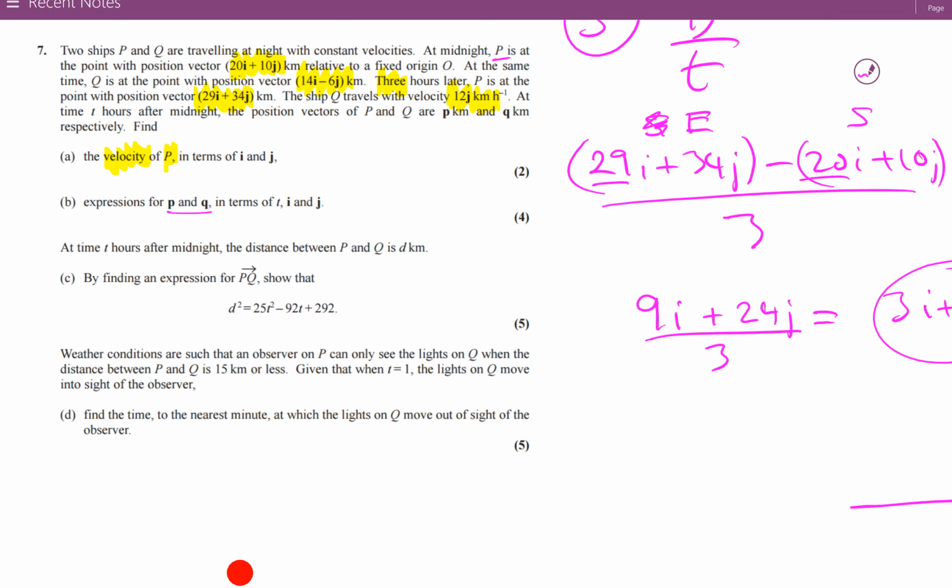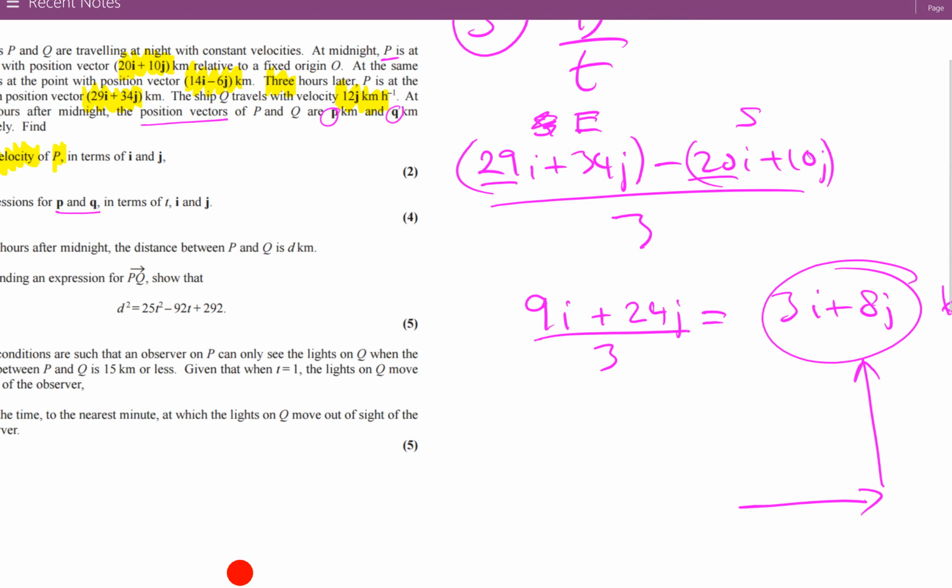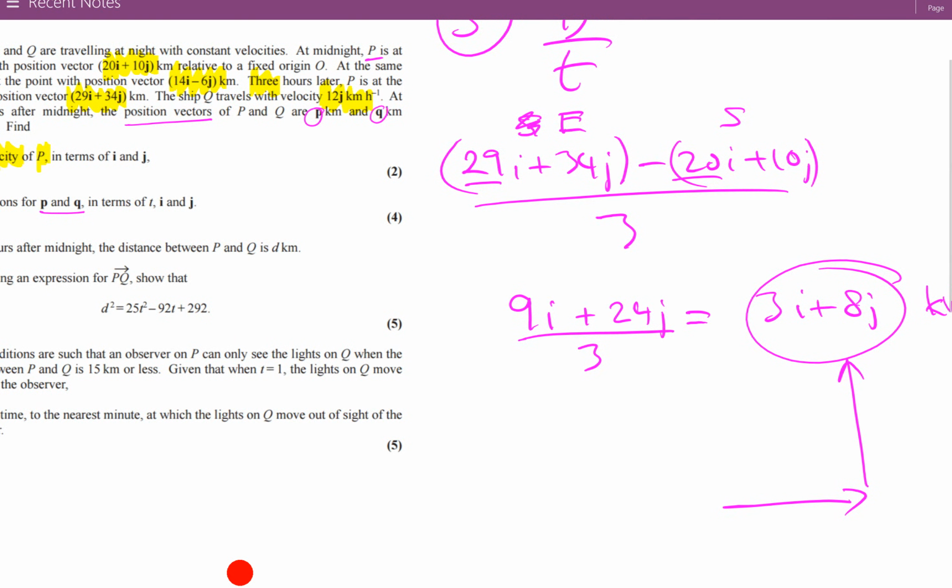So P and Q are basically the big P and Q really moving in terms of T. Find expressions. So P and Q are positions, position vectors. They're just positions. I don't know, I haven't taught... Did I teach you last year at all? I didn't teach you last year.